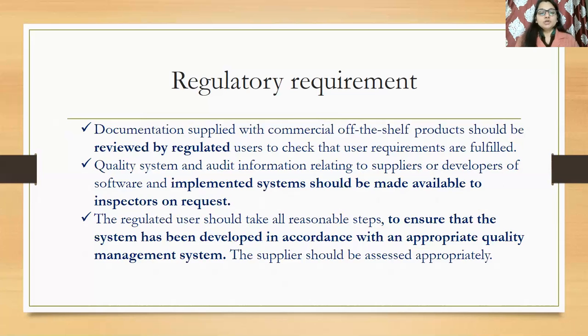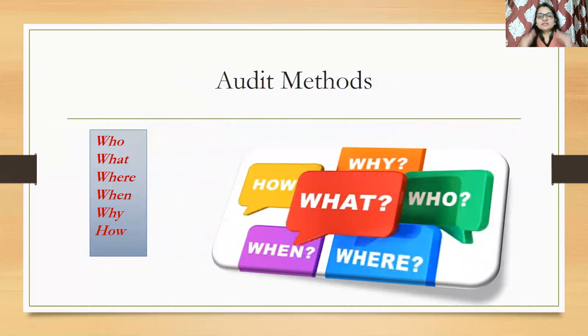The regulated user should take all reasonable steps to ensure that the system has been developed in accordance with an appropriate quality management system. The supplier should be assessed appropriately. So, we can see the requirement for assessment of our vendor for the computer system used in a GxP environment. To understand the audit method, we have the special method of 5W and 1H. So let's start to understand audits with who, what, where, when, why, and how.